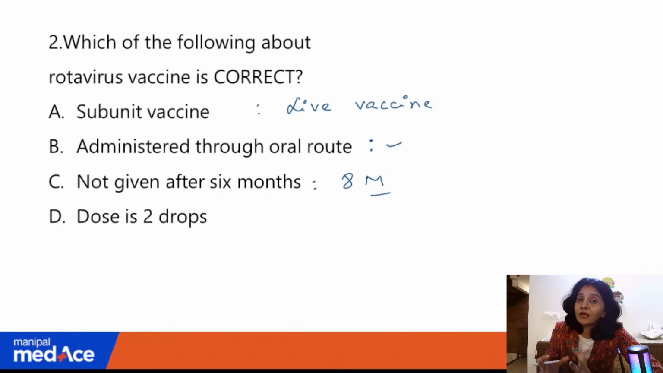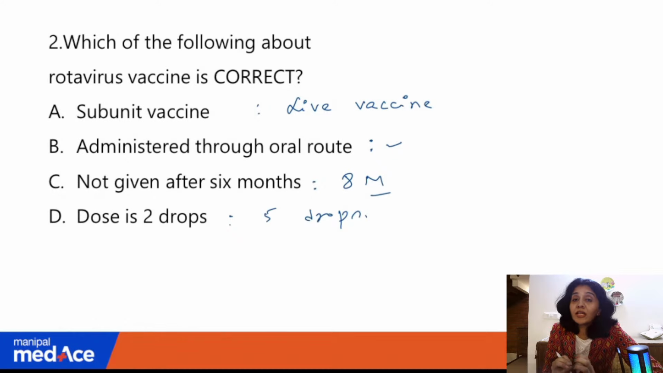Again, there are various types of rotavirus vaccines like RotaVac, RotaSil, RotaTech. RotaVac, which is given under the national immunization schedule and is prepared by Bharat Biotech, can be given up to 8 months. And the dose is 2 drops? No. Rotavirus vaccine is 5 drops. So which is 2 drops? Polio, right? We remember: "Do boond zindagi ke liye", that is polio. So rotavirus is 5 drops. So what is the correct option here? It is administered through oral route is the correct option.